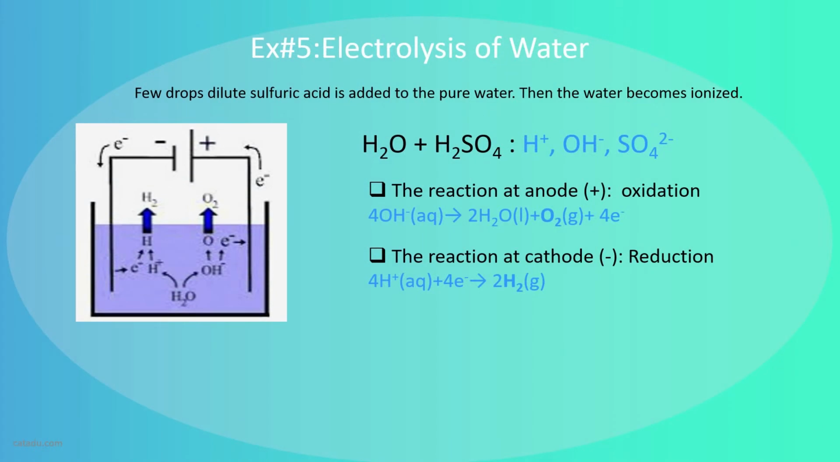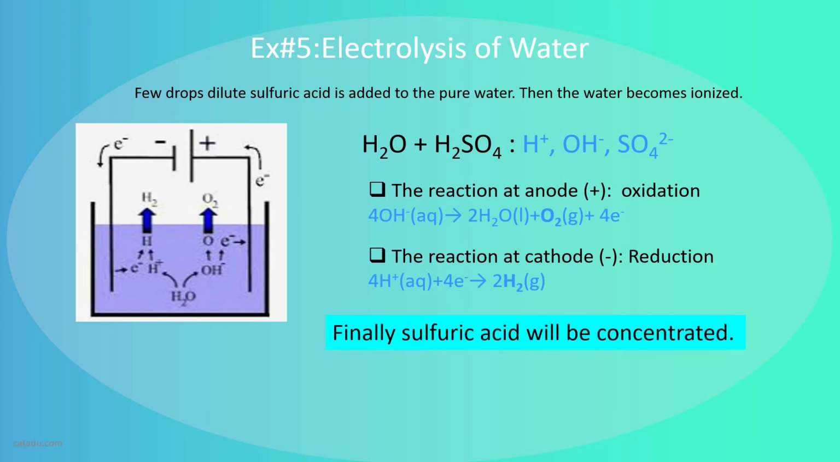2 negative ions are present, OH minus and sulfate. Sulfate is heavier, it won't discharge easily. But hydroxide ion discharges easily. It gives oxygen gas. So the products are oxygen gas and hydrogen gas. And finally sulfuric acid will be concentrated. The overall reaction from water, we are getting hydrogen gas and oxygen gas.